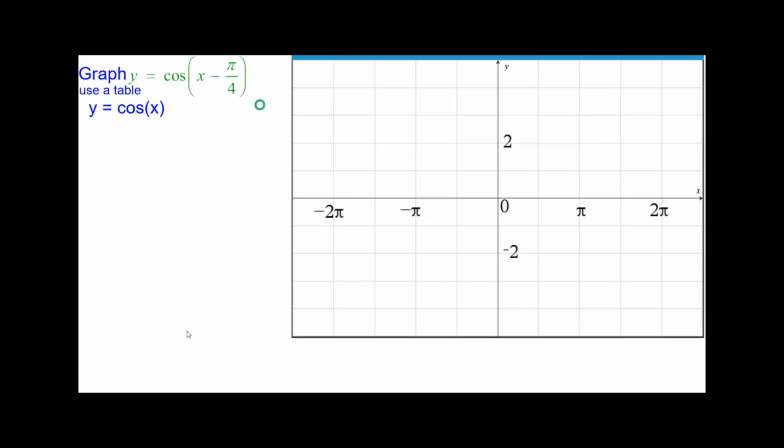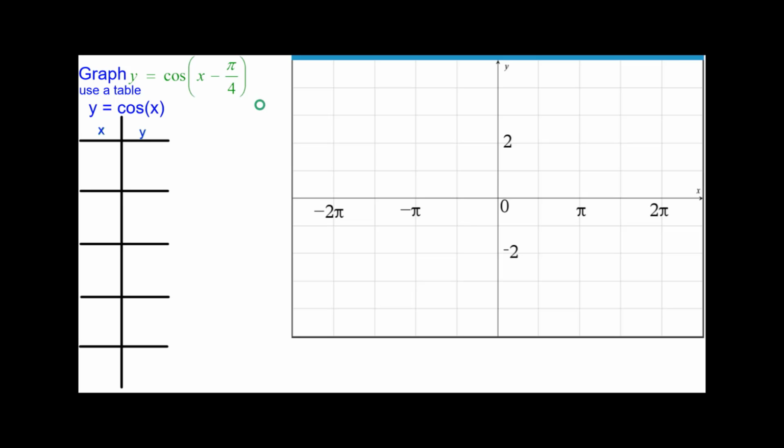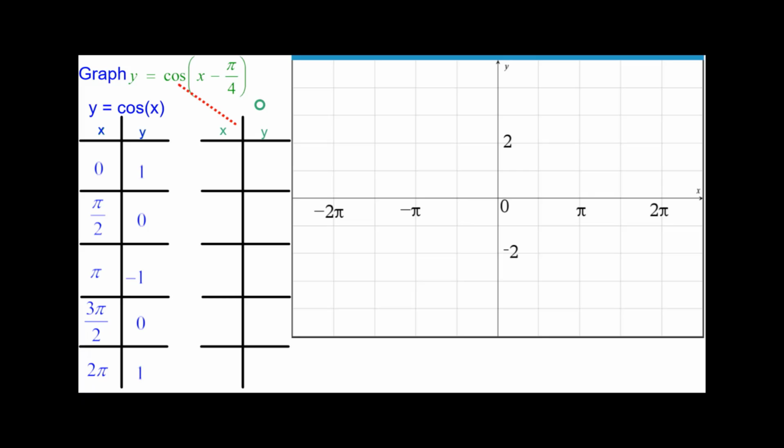So the second way is using a table. So we'll start off with our normal cosine table with the values on the axes. So pause to complete the table. And these are axes values here. We do need to create a second table in green for the one that we actually want. And again, the parameter says we need to add pi over 4 to each x value. That's what happens here when you subtract pi over 4 from x inside the argument.